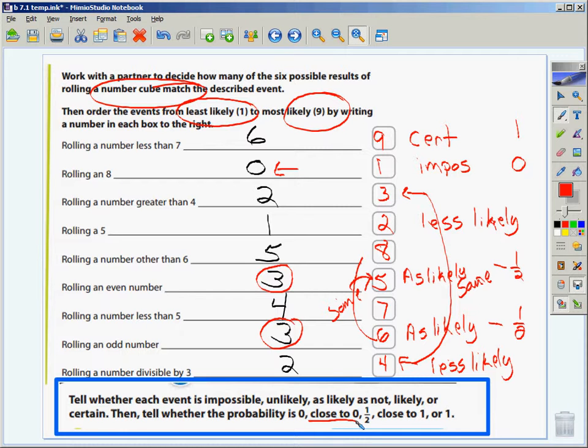And then the ones that are more likely would be the numbers that are greater than 3. In other words, they're closer to 1.